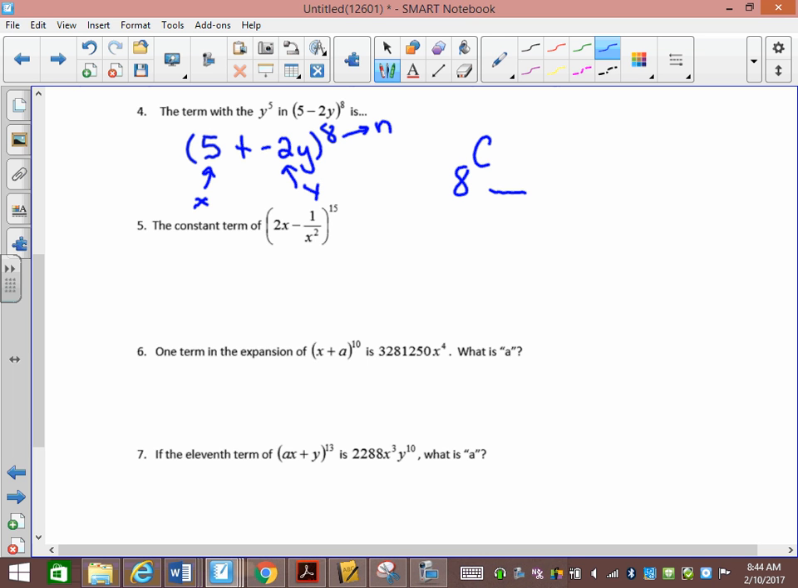Now, if they tell you 5th term, you'd use k equals 4. If they tell you 10th term, you'd say k equals 9, right? Because it's always one less than the term you're finding. In this case, they didn't tell us which term. They just told us the term with y to the 5. So when it's like that, I leave blanks in my k till I can figure out what I should make my k be. So 8c blank, x is 5 to the 8 minus blank, y is negative 2y to the blank.